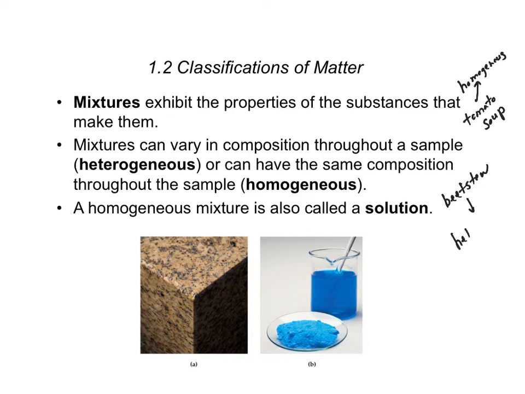This is what we call a heterogeneous mixture. Homogeneous mixtures are uniform throughout. Heterogeneous mixtures are not uniform throughout. Another example of a heterogeneous mixture would be something like sand and water. If you put sand in a cup of water, what happens to it?